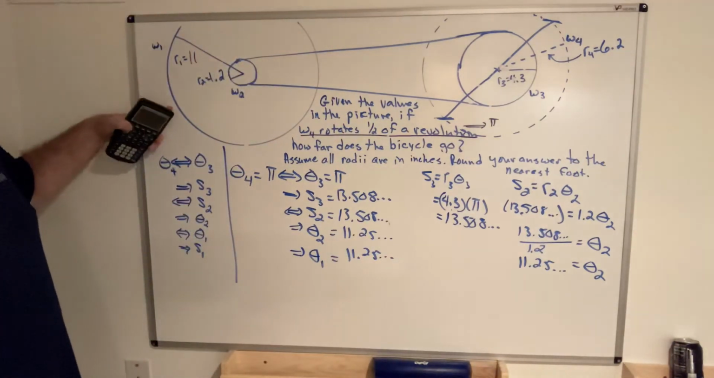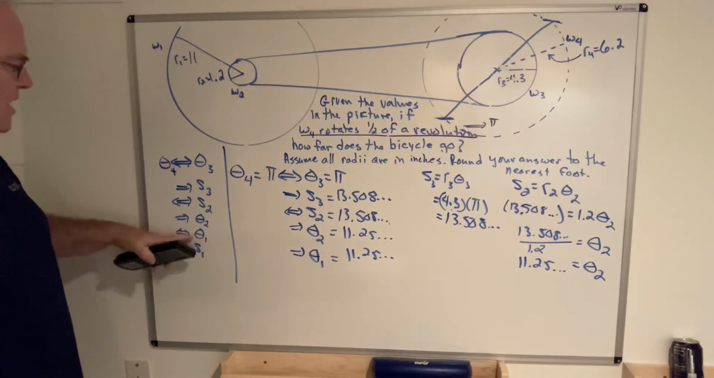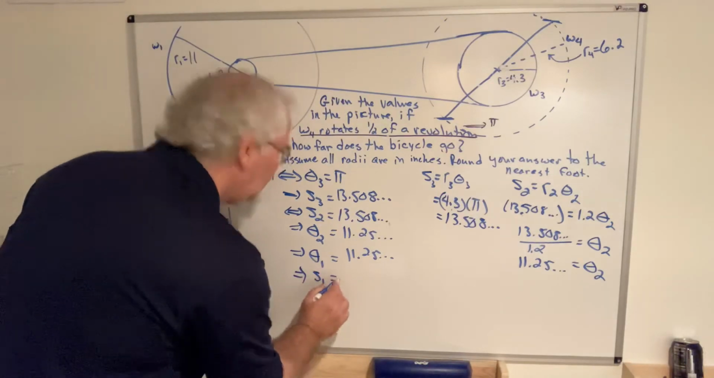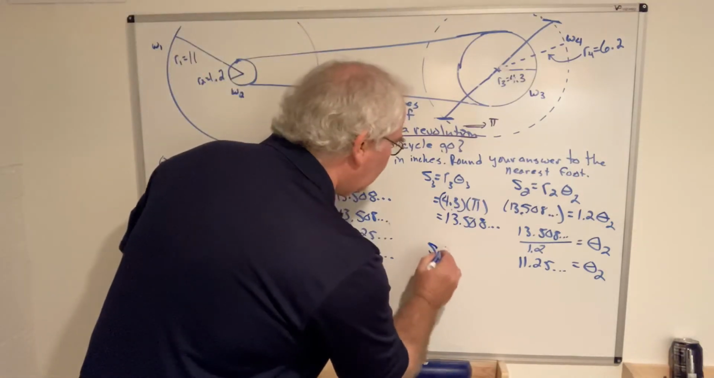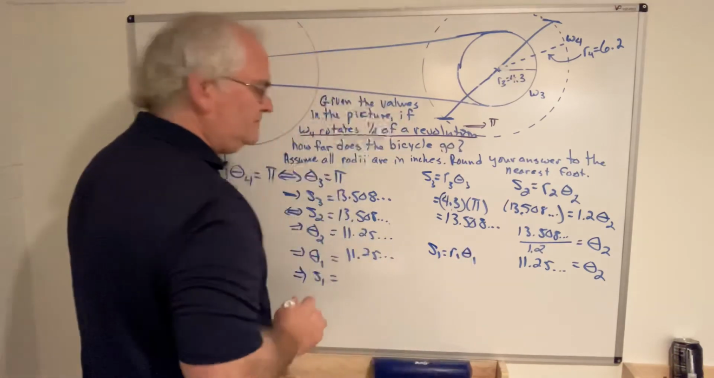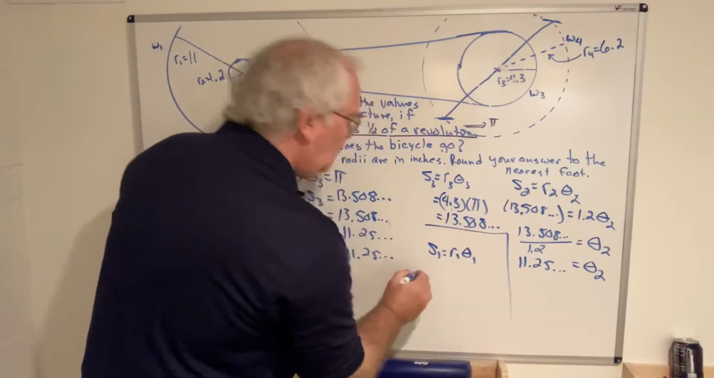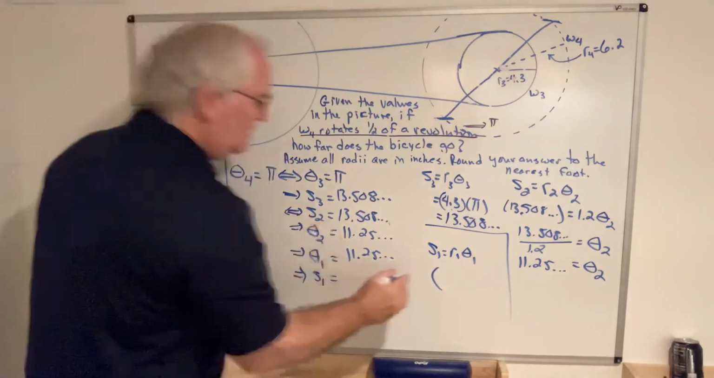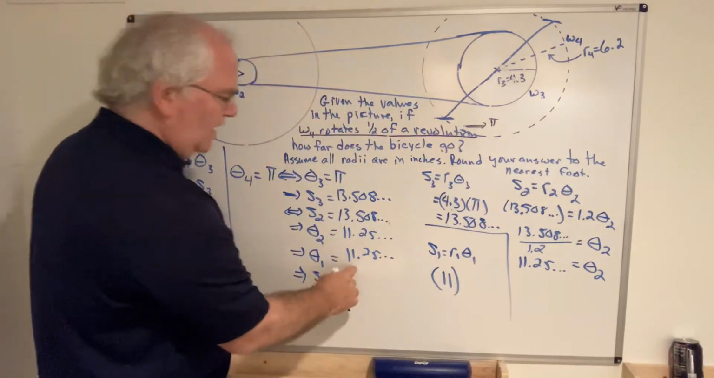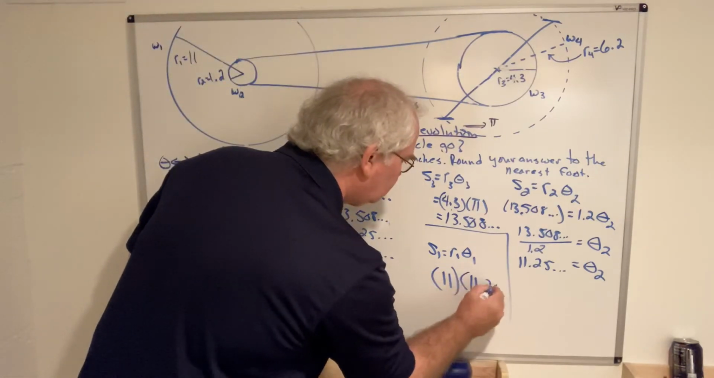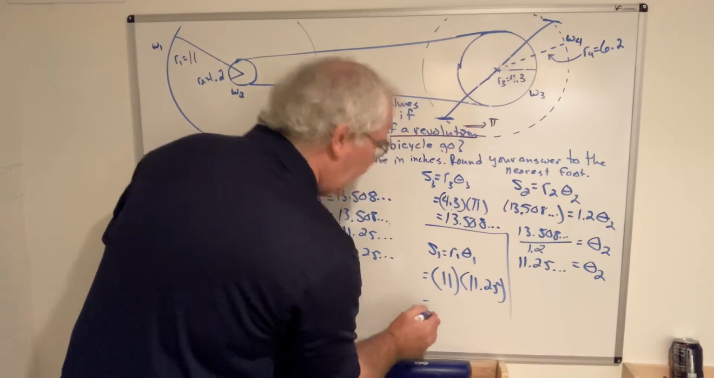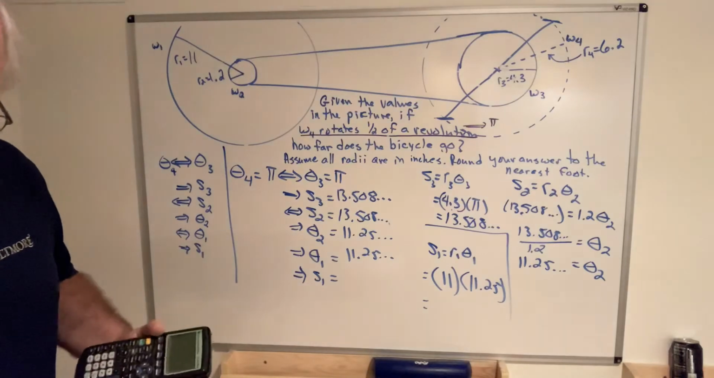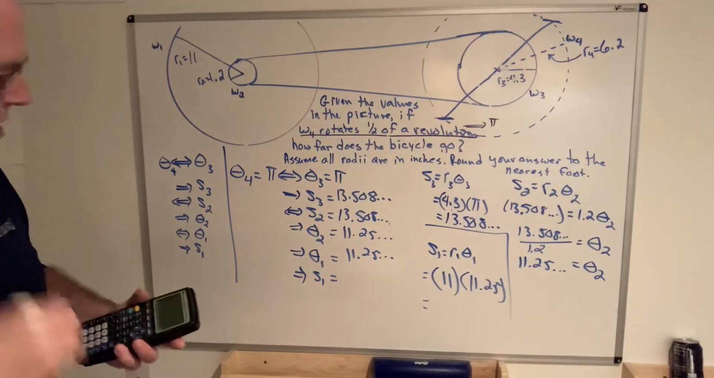And now I'm finally, at long last, out on wheel number 1. I have theta 1. I need to find S1. And so, once again, S1 is equal to R1 theta 1. And S1 is what we need to find. R1 is given. All the radii are given. In this case, it's 11. Theta 1 is the 11.25. I'm going to multiply that by 11 and get about 123-ish or so, 0.83 something something.